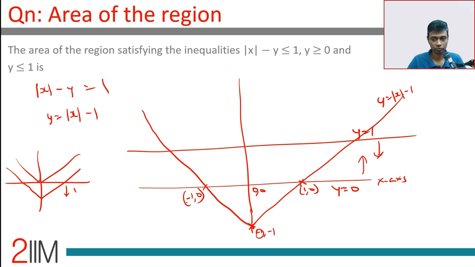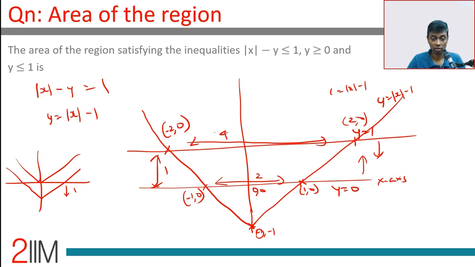When will y be 1? So 1 = |x| − 1, |x| should be 2. So (2, 0) or (−2, 0). This distance is 4, and this distance is 2. We're talking about a trapezium of height 1 and parallel sides 4 and 2. Half into (4 + 2) into 1. Half of 6, 3 square units.